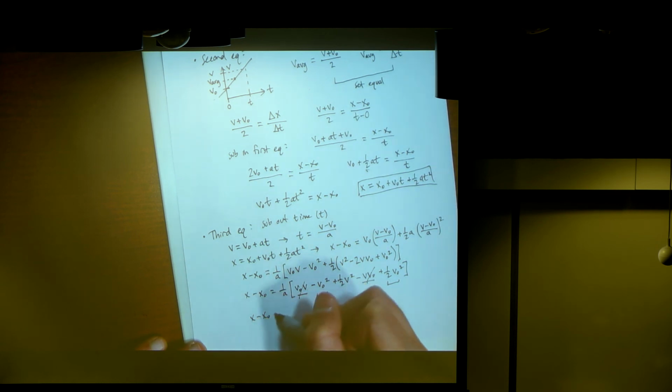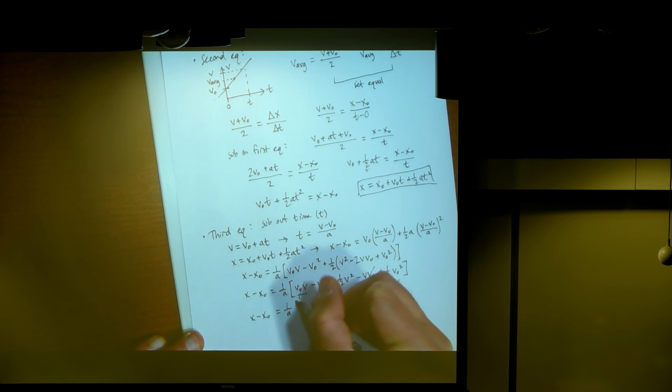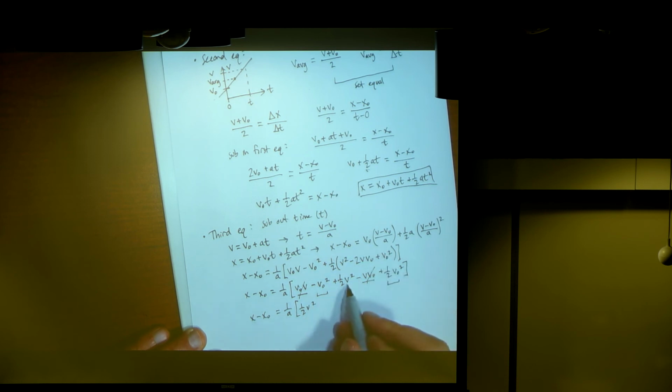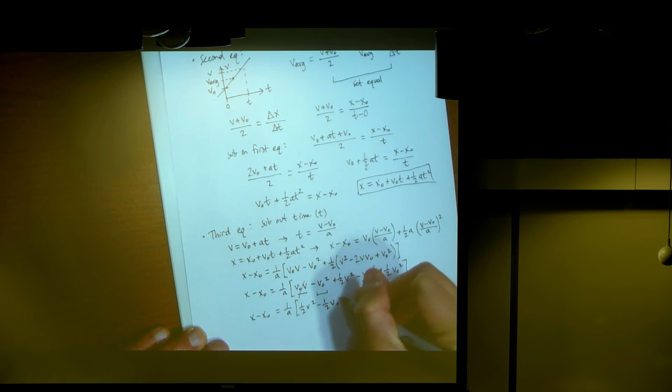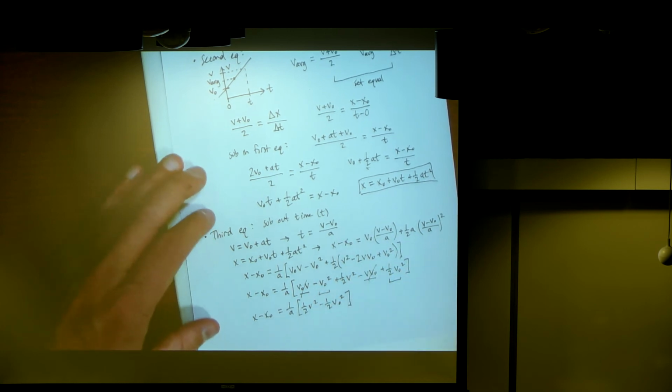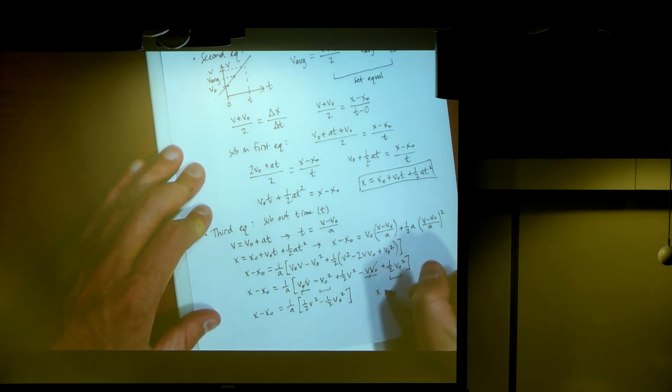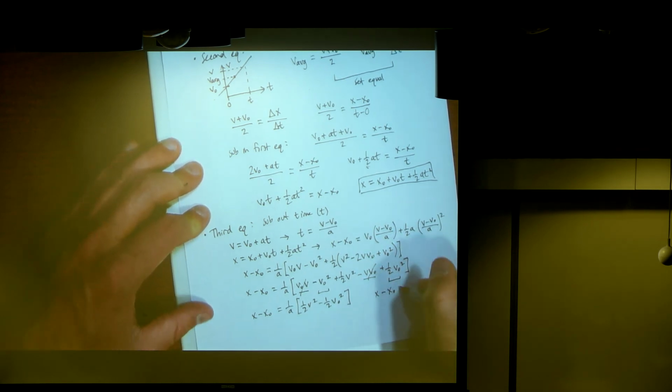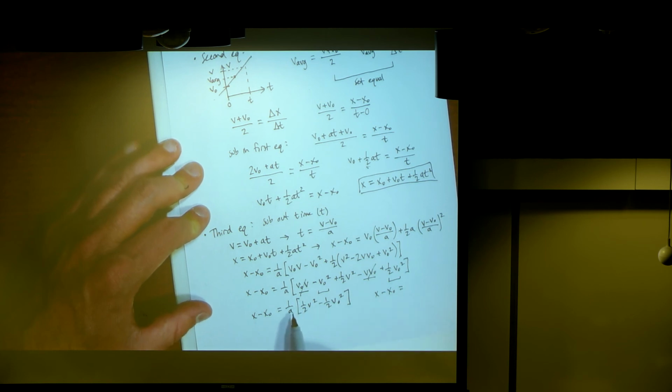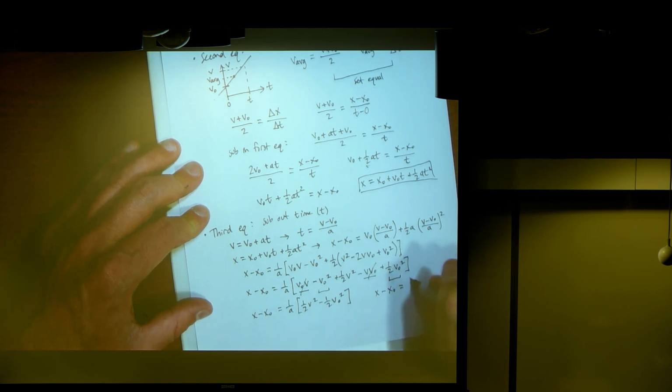So we have x minus x0 equals 1 over a. I have 1/2 v squared from this. And then when combining these two terms, I have minus 1/2 v0 squared. Okay, so I'll write this in the following way. X minus x0 equals, so not only do I have an a factor here that I can pull out, but now I can pull out this factor of 2, because it's common to both of these terms. So it's 1 over 2a, and then I have v squared minus v0 squared.